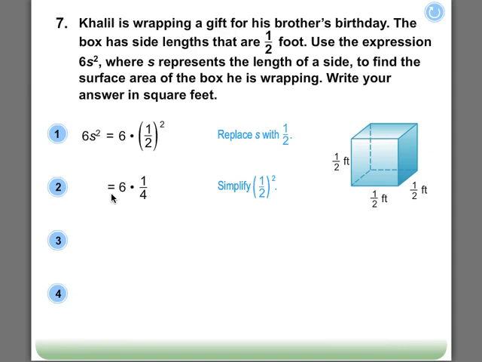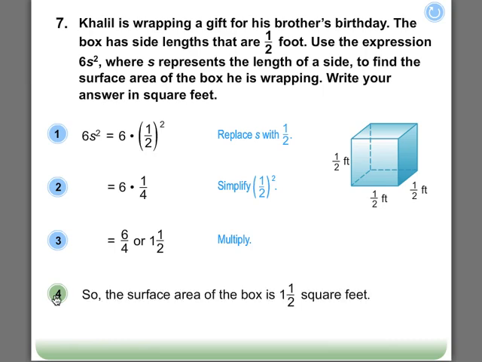Okay, which is 1/4, because 1/2 times 1/2, it's not 1, right? It's 1/4, because 1 times 1 is 1, and 2 times 2 is 4, gets you 1/4, okay? So then you've got 6 times 1/4, which is 6/4, right? Because it's really 6/1 times 1/4, and then we got 6 times 1 is 6, and 1 times 4 is 4. So you get 6/4, which we then simplify and make into a mixed numeral, which is 1 1/2. So the surface area of the box is then 1 1/2 square feet.